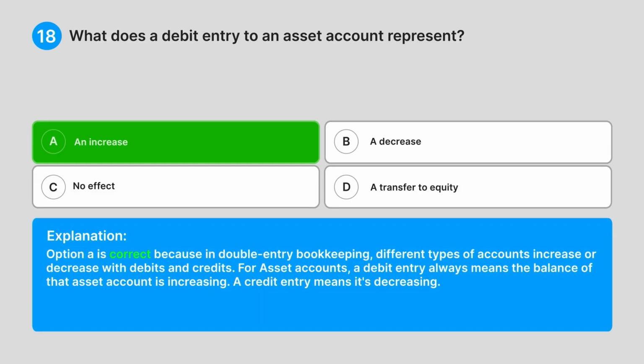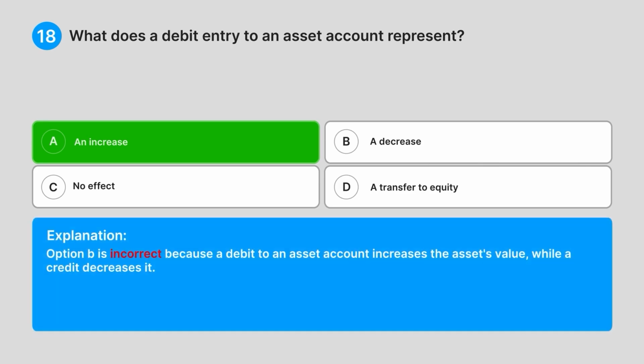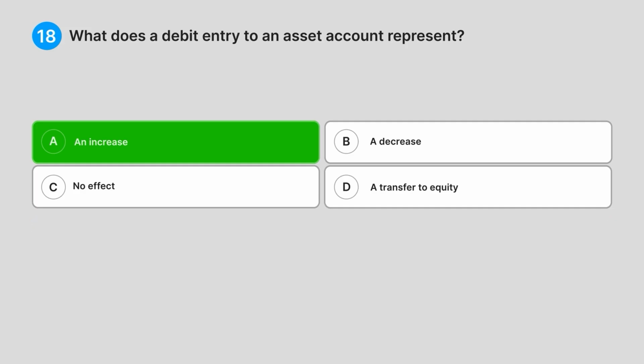Explanation. Option A is correct because in double-entry bookkeeping, different types of accounts increase or decrease with debits and credits. For asset accounts, a debit entry always means the balance of that asset account is increasing. A credit entry means it's decreasing. Option B is incorrect because a debit to an asset account increases the asset's value, while a credit decreases it.